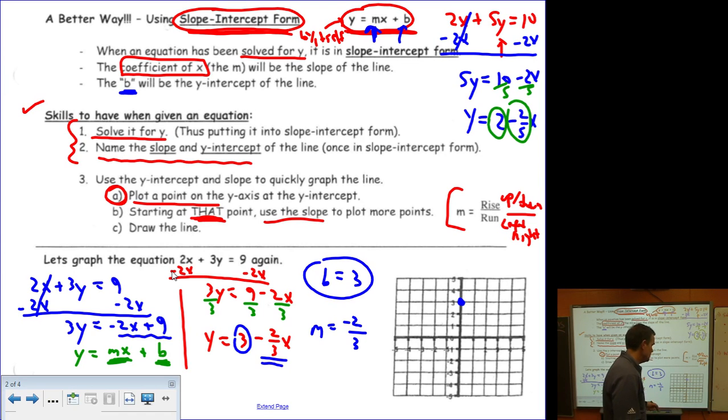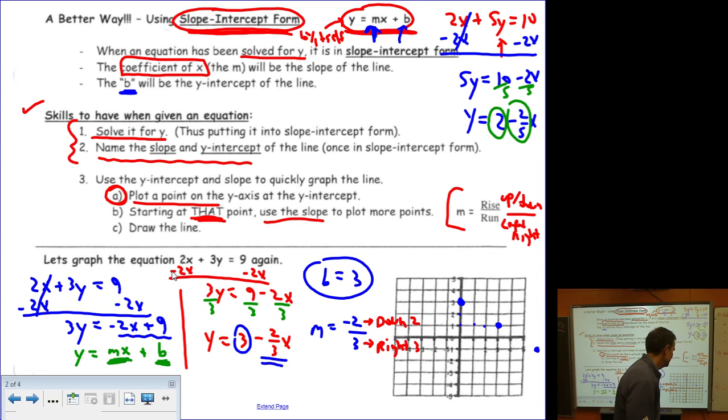And the slope is how you graph more points. The top number being -2 is telling me I need to go down 2. The bottom number being a +3 is telling me this line goes 3 to the right. So I need to go down 2, right 3, and there's my next point. I can do that again if I want, except I run out of graph.